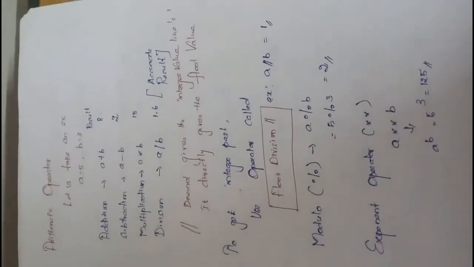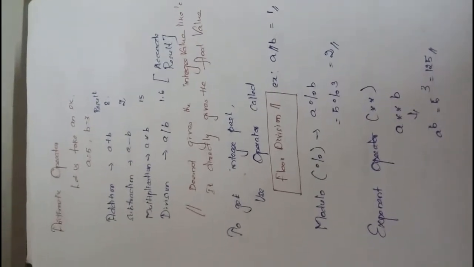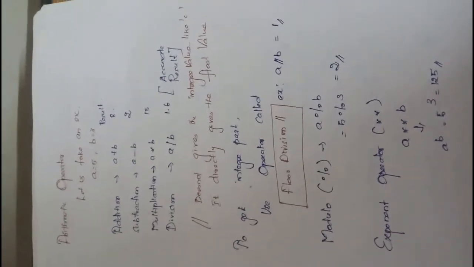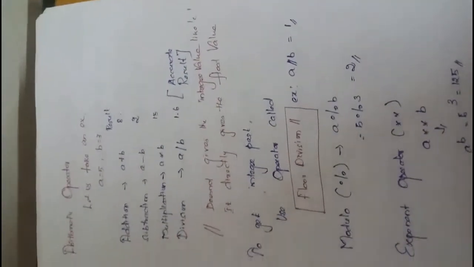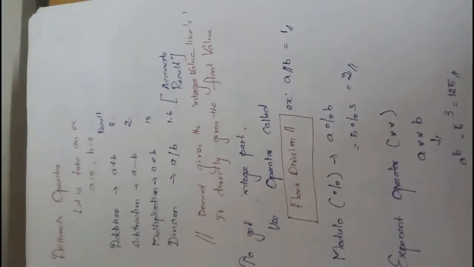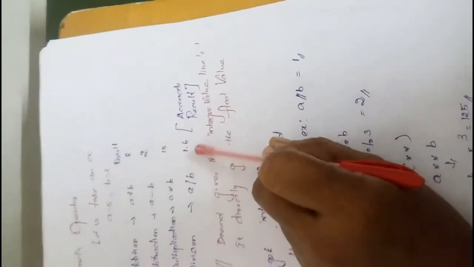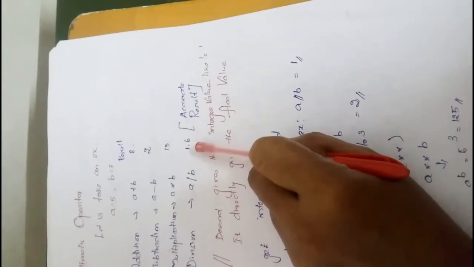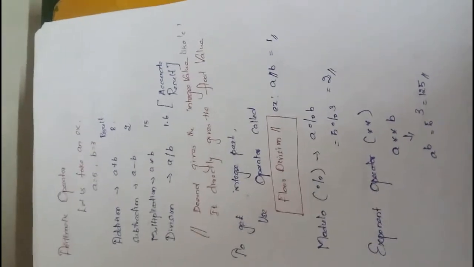Whereas in C language, if you take a slash b, then the result will be 1, because it doesn't show the float value. It gives only the integral part. Whereas here in Python programming, division shows the accurate result. It doesn't give the integer value like C. It directly gives the float value. 5 by 3 comes around 1.6. Whereas in C programming, it gives the result as 1. This is the main difference between Python and C in arithmetic operators.